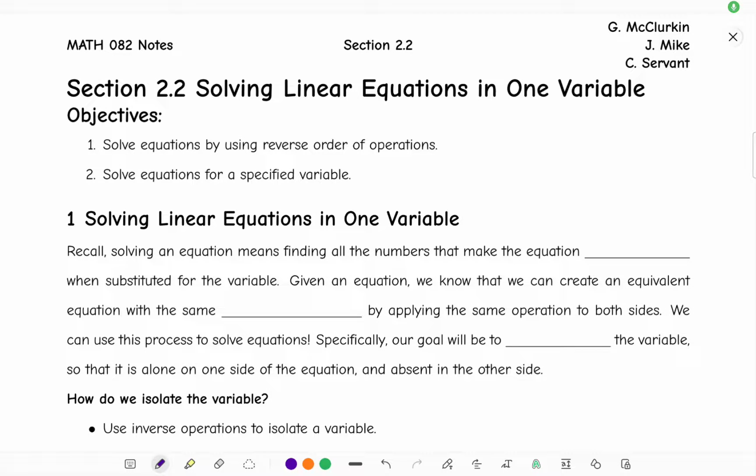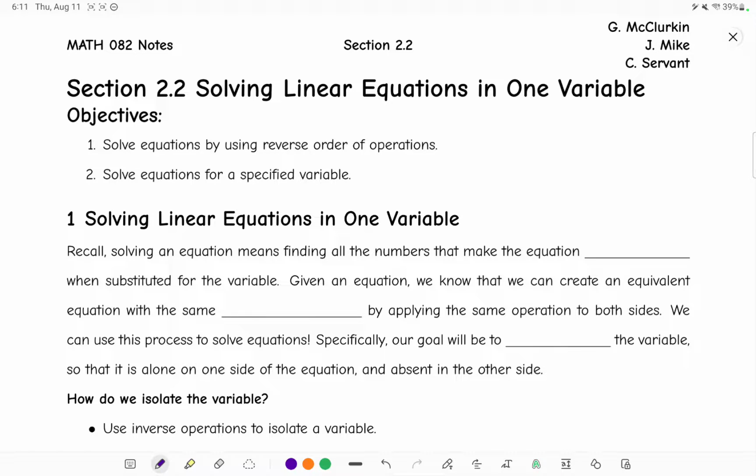Hello, today we're doing section 2.2, solving linear equations in one variable. The objectives of this section are to solve equations by using reverse order of operations and solve equations for a specified variable. Section 1, solving linear equations in one variable.